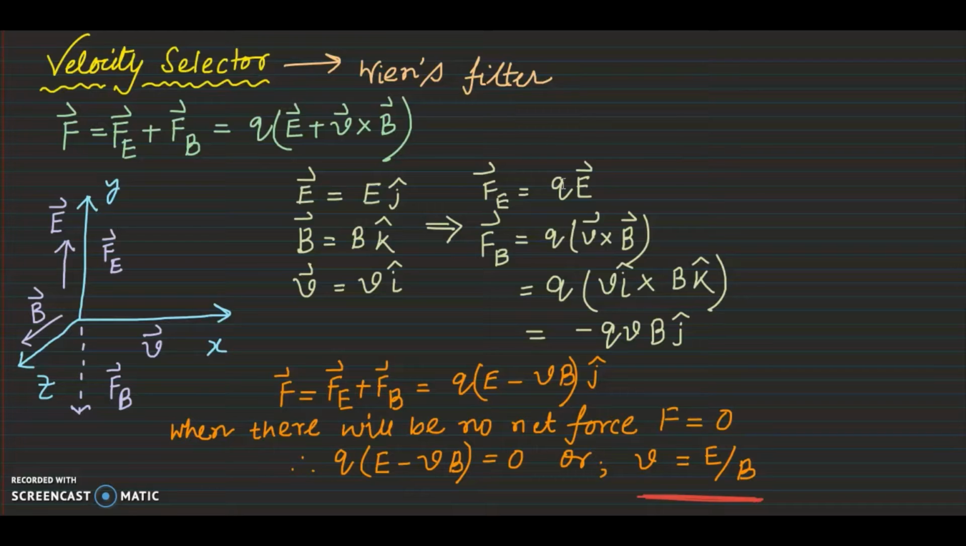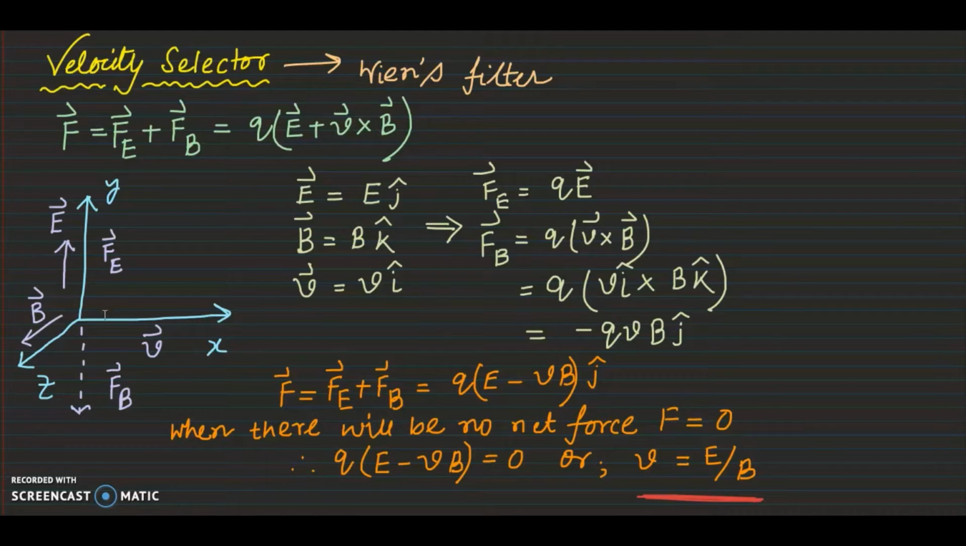The velocity selector, also known as the Wien's filter, is a device where a perpendicular arrangement of both the electric and the magnetic field is present. We know that in presence of both the electric and the magnetic field, when they are perpendicular to each other and also to the velocity of the charged particle, the force acting on the charged particle we can get from the Lorentz force, that F vector is equal to the force due to the electric field plus the force due to the magnetic field, which is equal to q times (E plus v cross B).